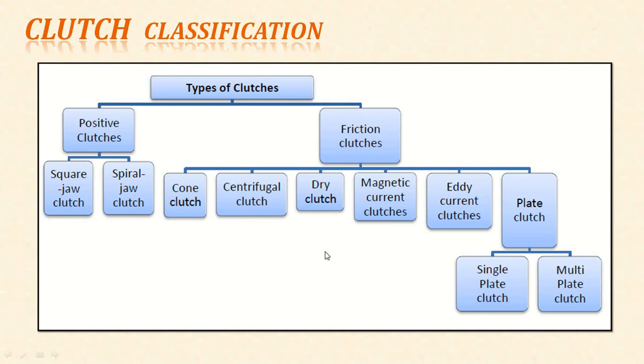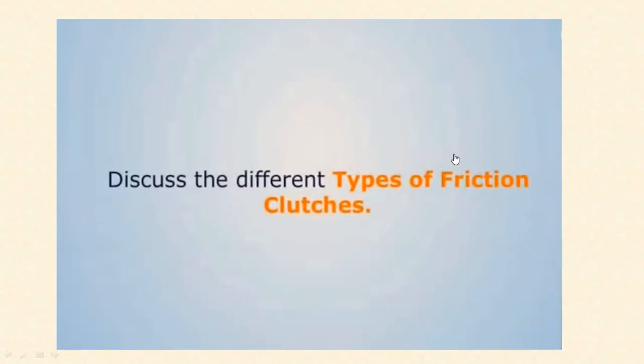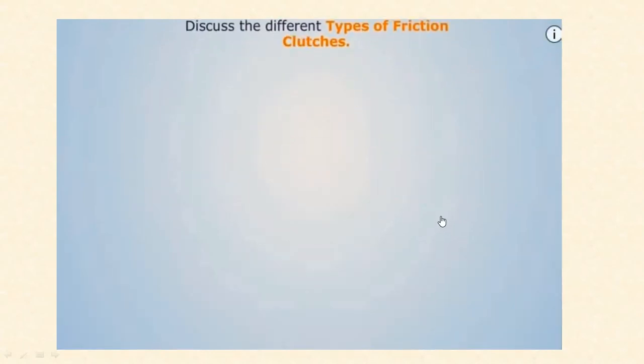Now clutch classification. There are two types of clutches, positive clutches and friction clutches. Positive clutches are classified into two types, square jaw clutch and spiral jaw clutch. Friction clutches are classified into cone clutch, centrifugal clutch, dry clutch, magnetic clutch, eddy current clutch, and plate clutch. Plate clutch is again classified into two types, single plate clutch and multi plate clutch. Now we can go through the different types of friction clutches.